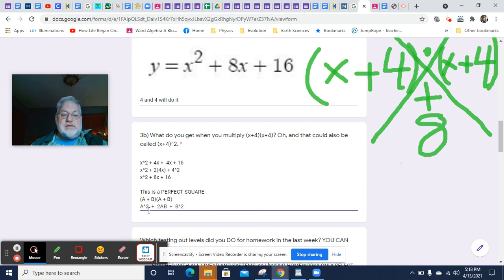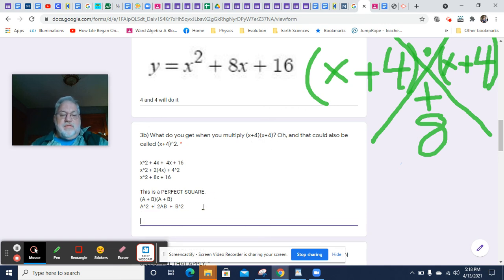So here I have an a squared. I have a b squared. So a and b got squared. And then I've got 2 of these ab's, just like I have 2 of these 4x's, which came from 4x and 4x. So I'll give you an example of what you might look for.